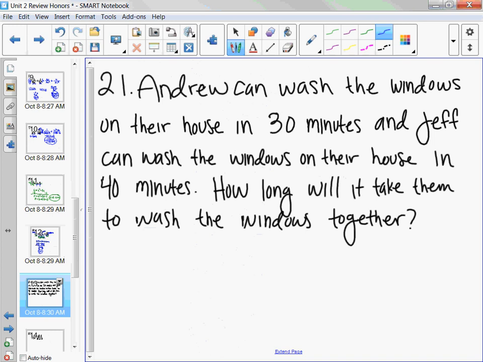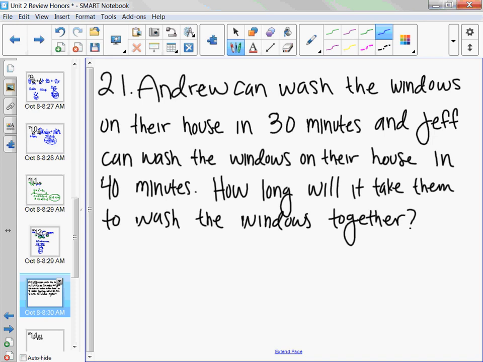Okay, number 21, one of these work problems, we call them. Andrew can wash the windows on their house in 30 minutes, and Jeff can wash the windows in their house in 40 minutes. How long will it take them to wash the windows if they work together? Remember, in this kind of problem, it's pretty simple.